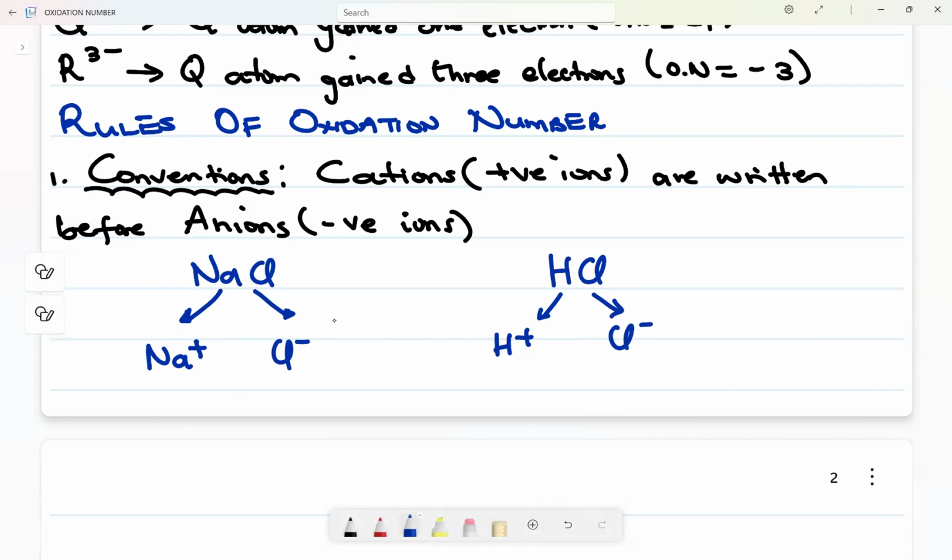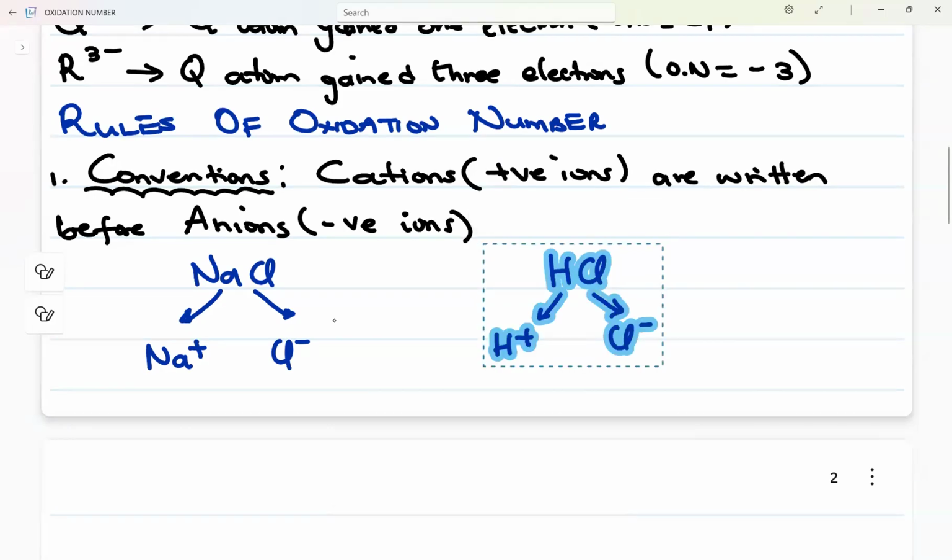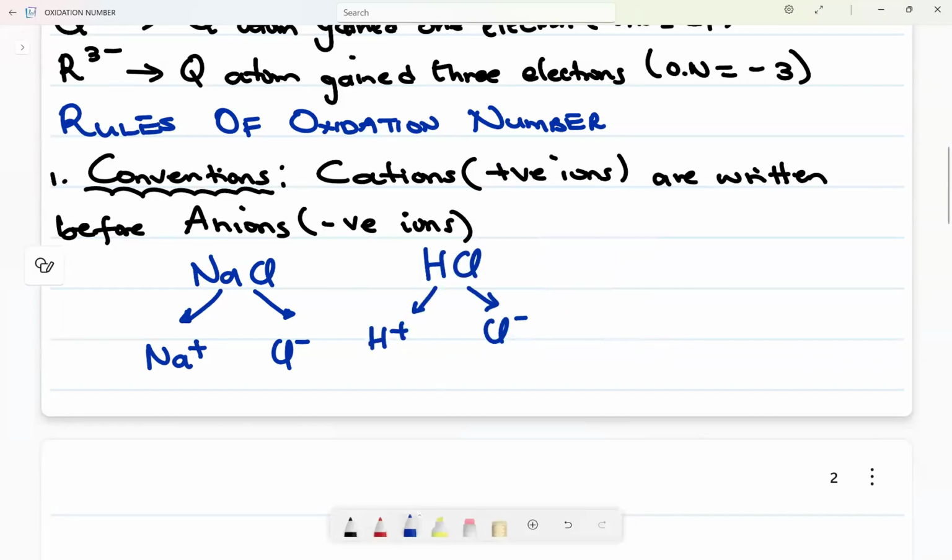Okay, let me just leave it like that before. Oh, this is very important. Let me do this one. Consider sodium hydride.